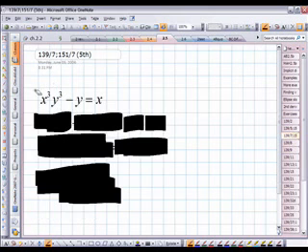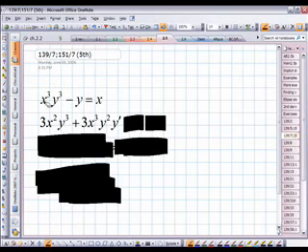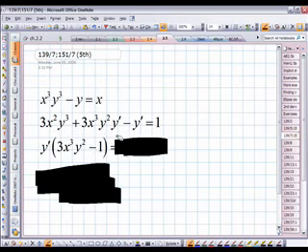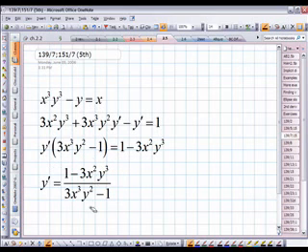Okay, this is going to require product rule again. So we have derivative of x cubed times y cubed plus x cubed times the derivative of y cubed, which is 3y squared times y prime, minus the derivative of y, which is y prime, equals the derivative of x, which is 1. So all the y prime stuff we leave on the left, all the non-y prime stuff we put on the right. We factor out y prime from the stuff that has a y prime in it, and then you divide again. So here's your answer.